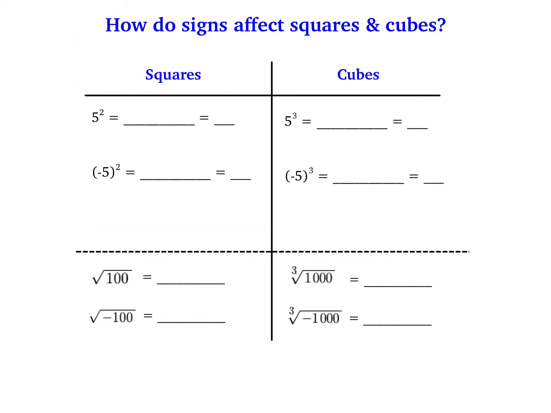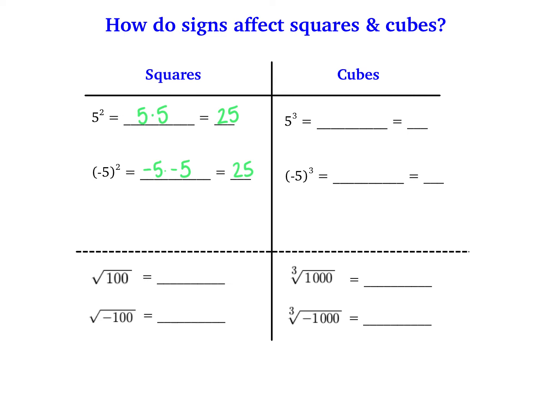So next we're going to look at how positives and negatives affect squares and cubes, and we talked about this in the squaring video. So when you square a number, again, it means it's multiplying by itself. So something like 5 squared would be 5 times 5, which is a positive 25. If you were to take a negative 5 squared, that would be negative 5 times negative 5. And here, since you're multiplying by itself, those negatives are going to cancel to also give you a positive 25.